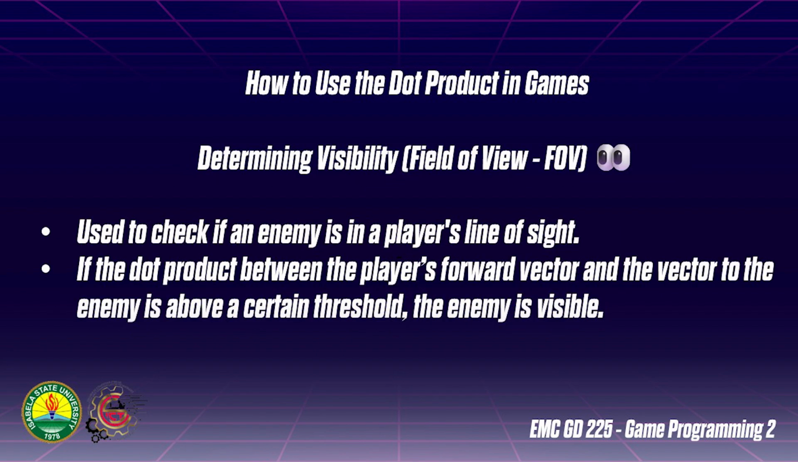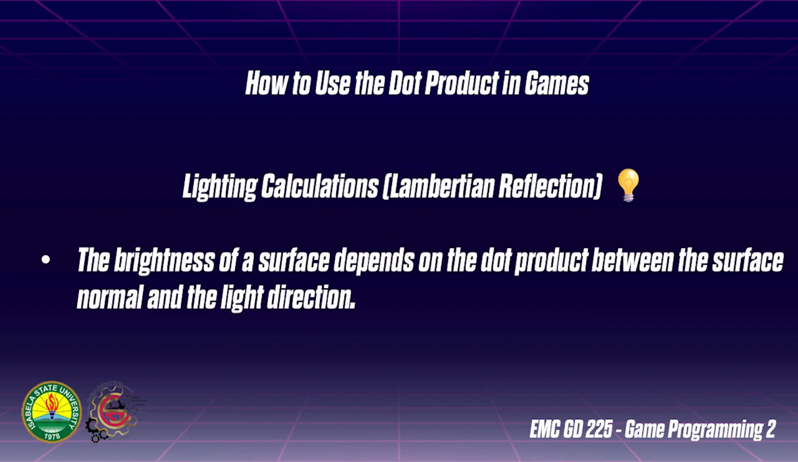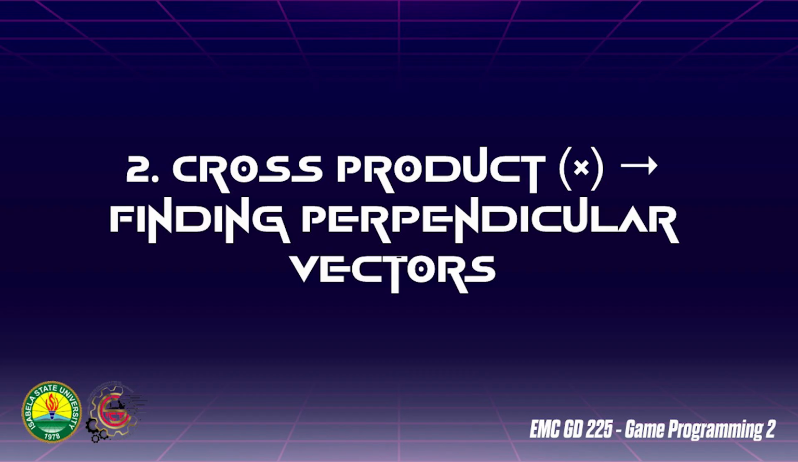used to check if an enemy is in a player's line of sight. If the dot product between the player's forward vector and the vector to the enemy is above a certain threshold, the enemy is visible. Lighting calculation. The brightness of a surface depends on the dot product between the surface normal and the light direction. Number 2. Cross product. Finding perpendicular vectors.